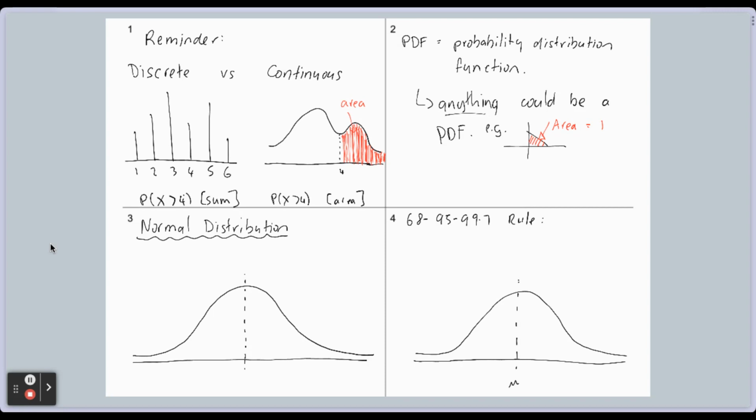Could that include negatives? Yeah, it could. It's going to be above the x-axis, though, for reasons that will be clear when we do a unit called integration. But ultimately, if we can have an area underneath the line, between the x-axis and the line, equaling 1, then that could represent a probability distribution function of some description.